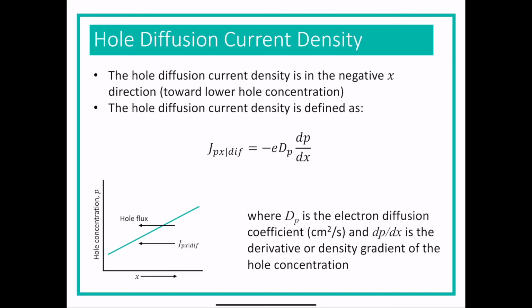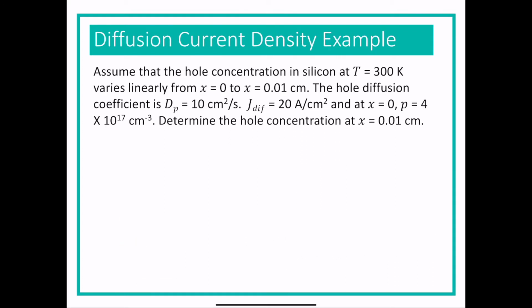For holes, same thing. The only difference is that the diffusion current density from holes is in the same direction as the flux. That's the only real difference. And we use the negative of the electron charge because we're talking about holes and not electrons. So that's the only difference. Nothing complicated. So let's look at an actual example which will hopefully make it make sense. We will see.